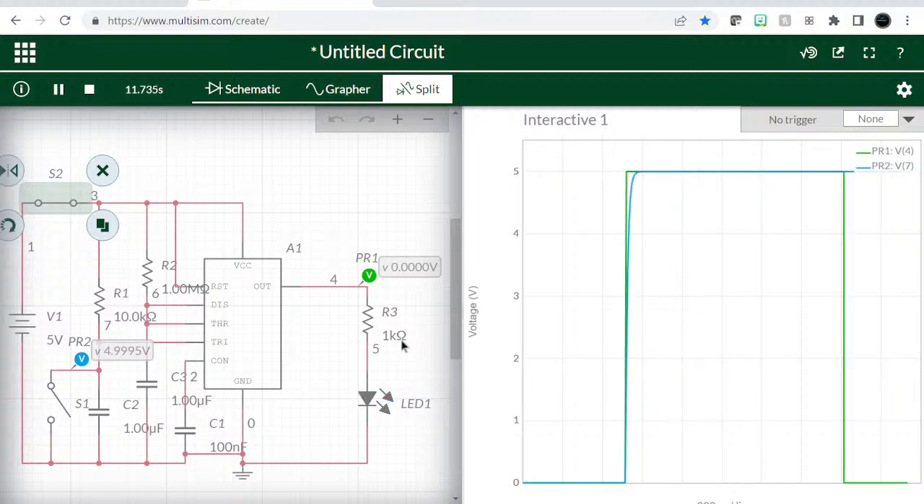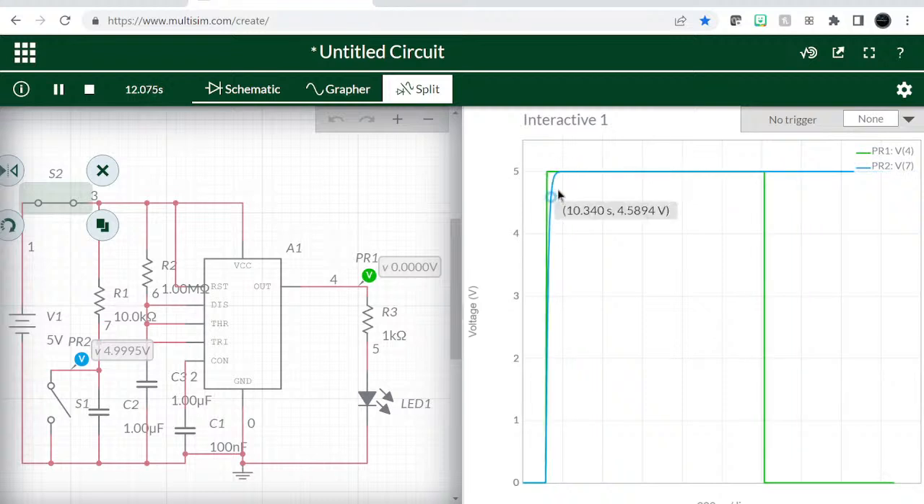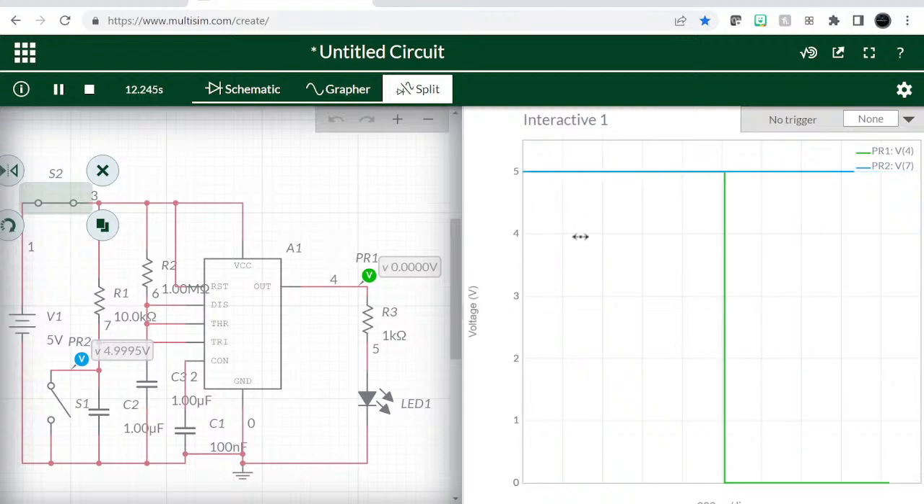The output, which is from pin 3, is a pure sine wave, but the output from the voltage read across the capacitor is not a pure sine wave. The shape is not a 90-degree shape. All right, so that's what we wanted to show today.